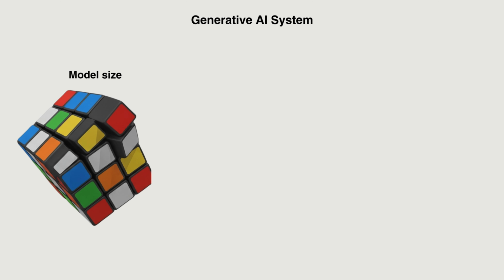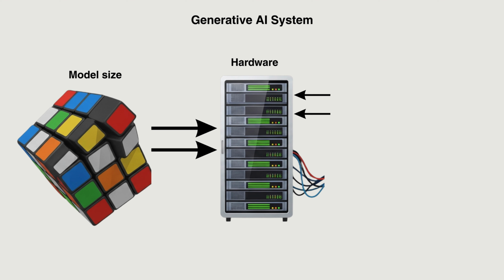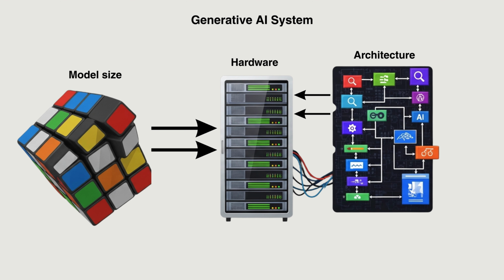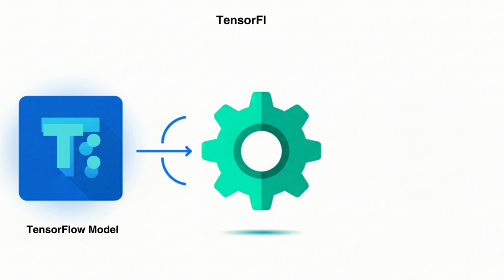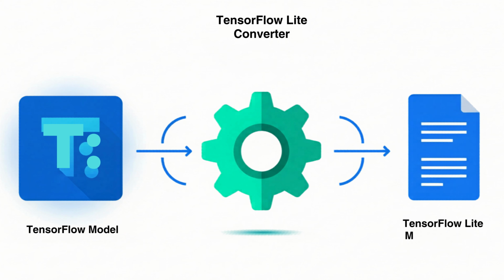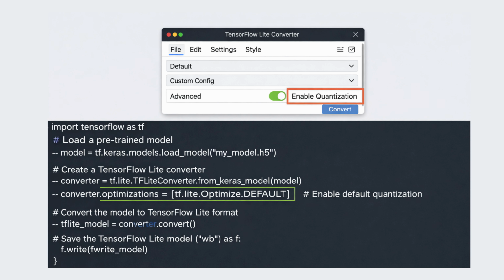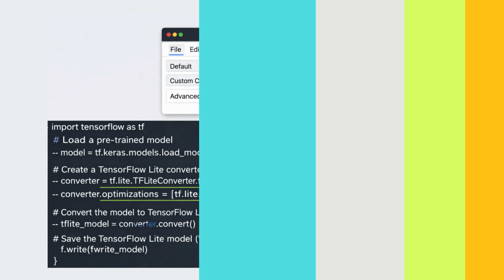So, where does latency come from? It mainly comes down to three things: model size, hardware capability, and inference architecture. Optimize these, and you're on the fast track to better performance. First, convert your existing TensorFlow model into a TensorFlow Lite .tflite file using the TensorFlow Lite converter. This Python code snippet demonstrates converting a Keras model into a lightweight .tflite format, optimized for deployment.